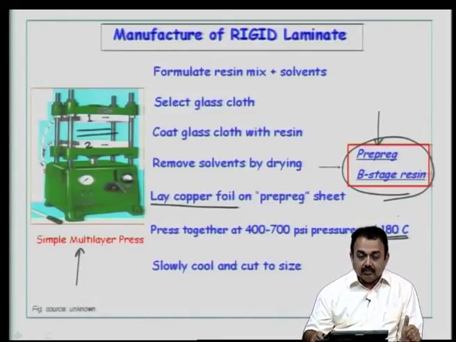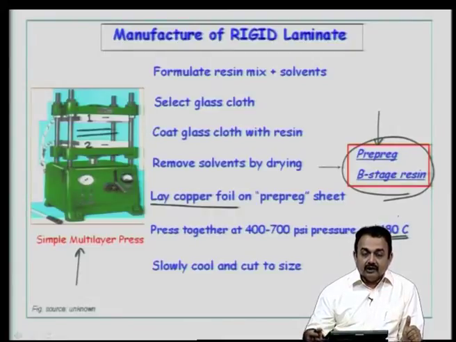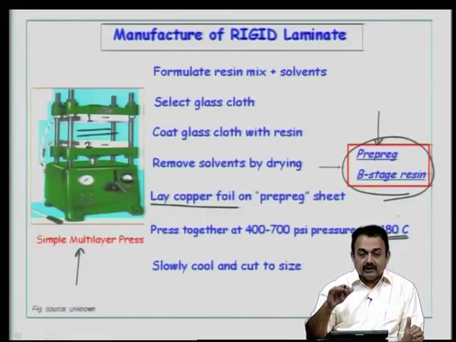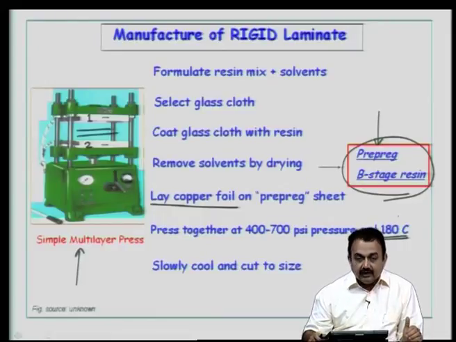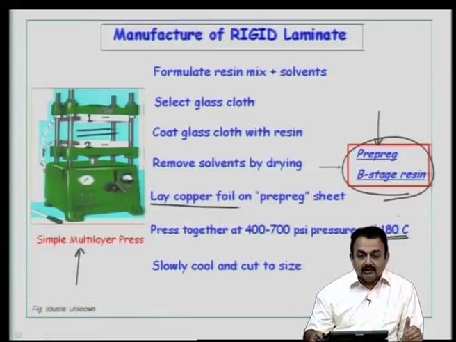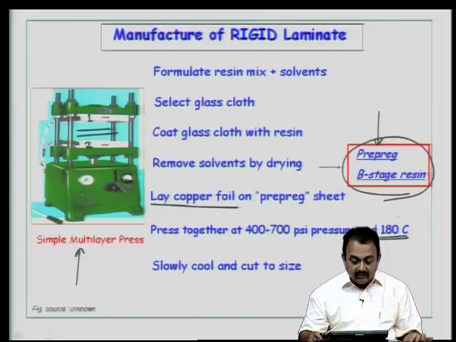Now, this is a very slow process. You can't suddenly heat it to 180 C and leave it for an hour and then expect it to bond well. There will be a slow ramp up, reach a particular temperature, it will stay there under the load applied at the specified temperature for a certain period of time, and there will be very slow cooling. So, the cooling process is equally important as the heating process, and finally it is cooled down to room temperature and then cut to size. So, this is how you manufacture a rigid laminate.